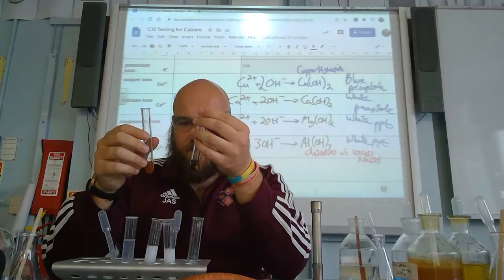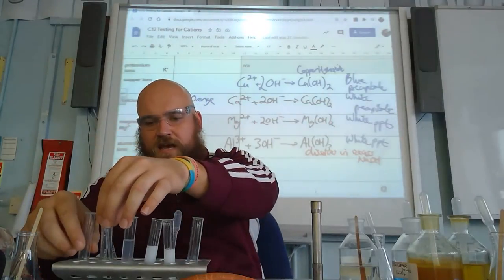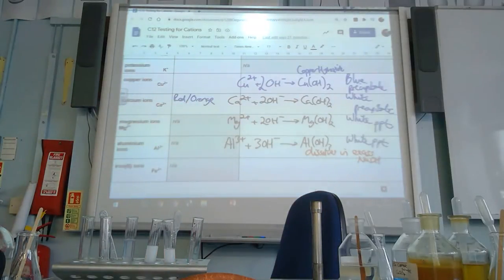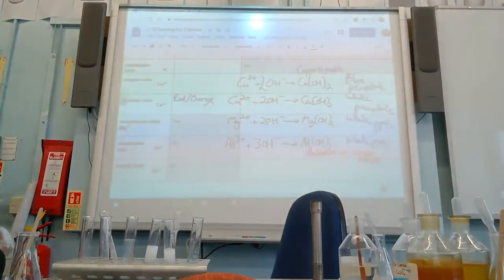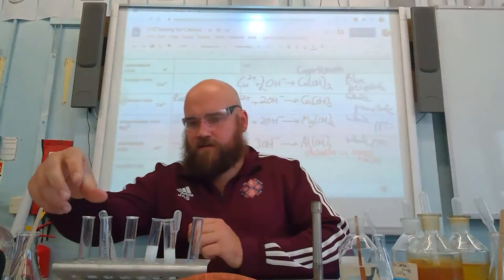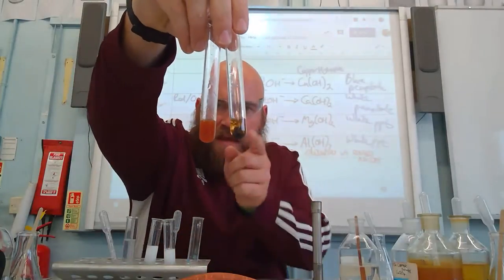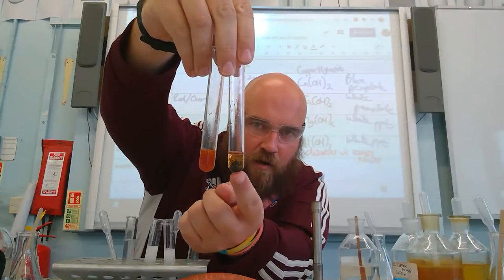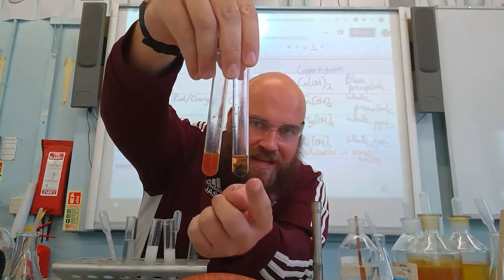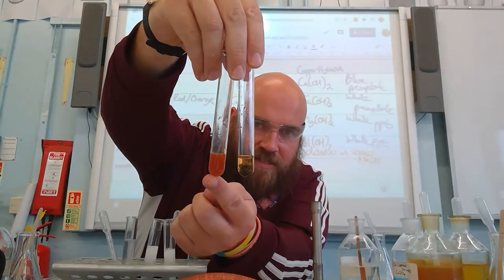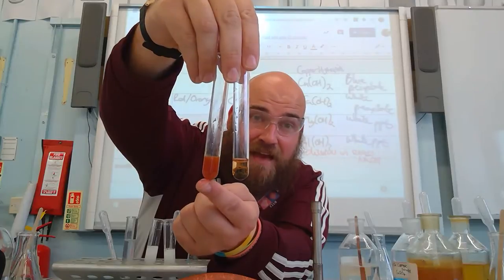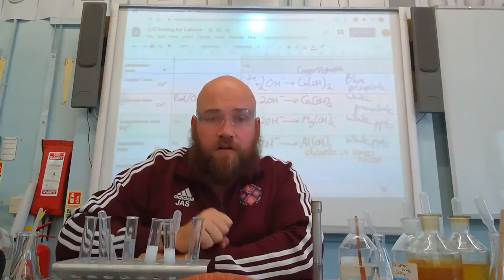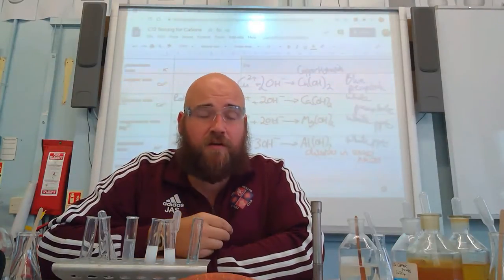So I've got Fe2+ and Fe3+. And if I put the light on, you might be able to see this. If you carefully look, the Fe2+ one, can you see it's going slightly orange? Because what's happening is the green precipitate is turning into the orange precipitate. So Fe2+ is becoming Fe3+. So it is losing another electron. It is being oxidized, because oxidation is loss of electrons.